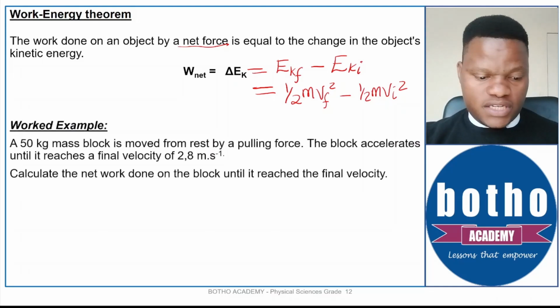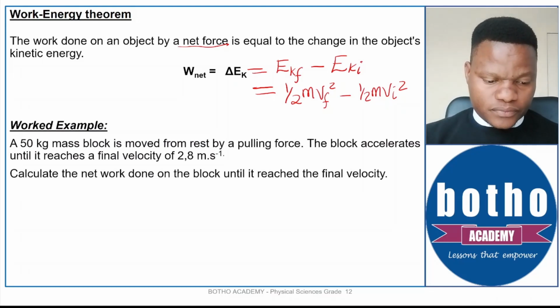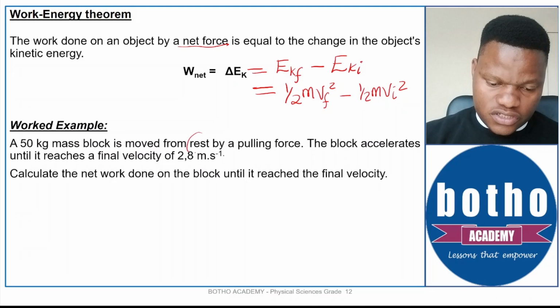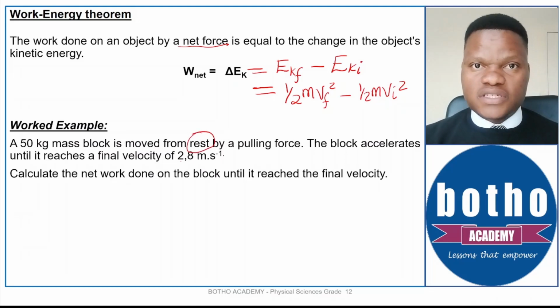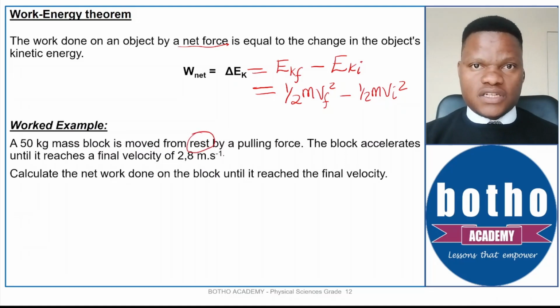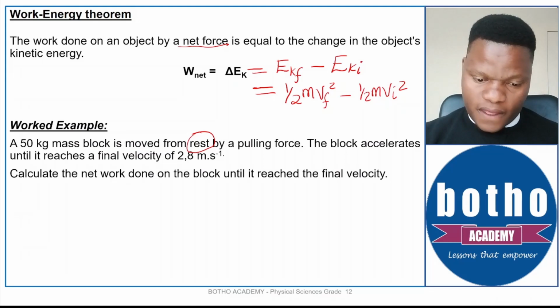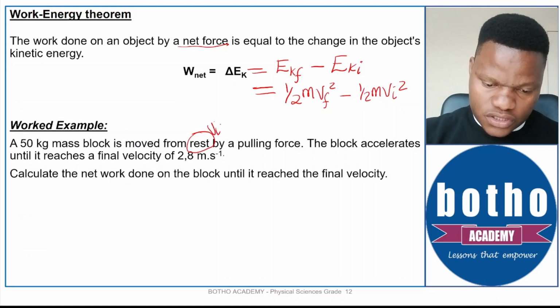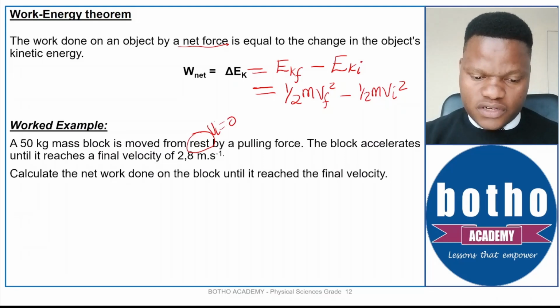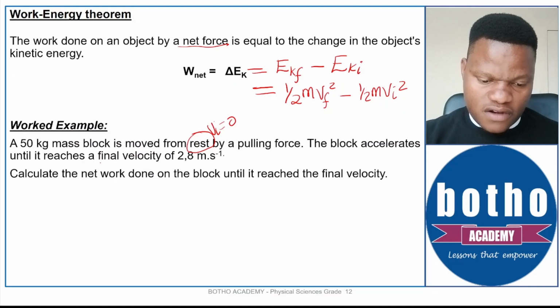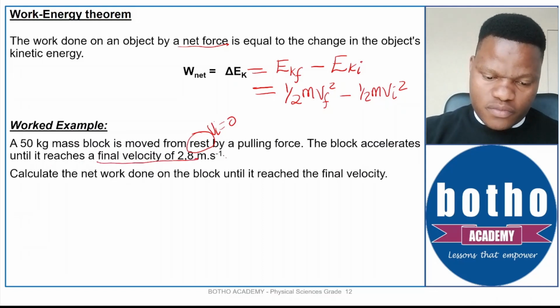Let's look at a worked example. In this worked example, we have a situation where a 50 kilogram mass block is moved from rest. You remember that this word there means something to us as physical sciences learners. It means the initial velocity is equal to 0. This object is starting with an initial velocity of 0. The block accelerates until it reaches a final velocity of 2,8 meters per second. Therefore, this would be your final velocity.